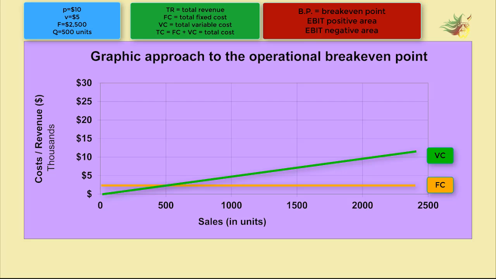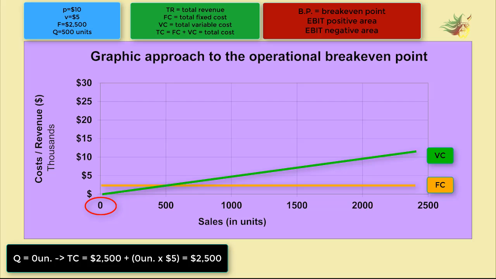Let's draw then the total operational cost straight line, that is, the sum of the total operational fixed cost and the total operational variable cost. If we sell 0 units, what is the total operational cost? In this case, it is 2,500 of total operational fixed cost plus 0 of total operational variable cost. Consequently, for 0 units, the total operational cost is 2,500. This is our first point.